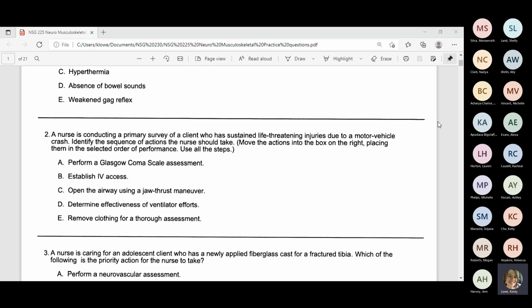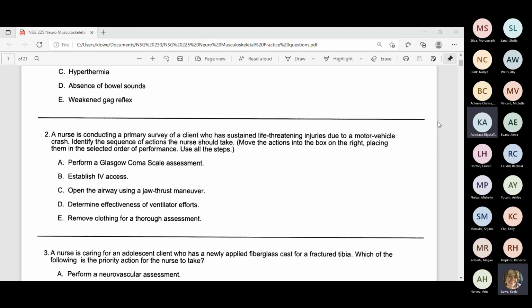If we've opened the airway, then what do we need to assess as well? Determine effectiveness of ventilator. Yeah, so determine the effectiveness of their respiratory effort, their ventilator effort, right? So how well are they breathing once we've opened that airway? Okay.